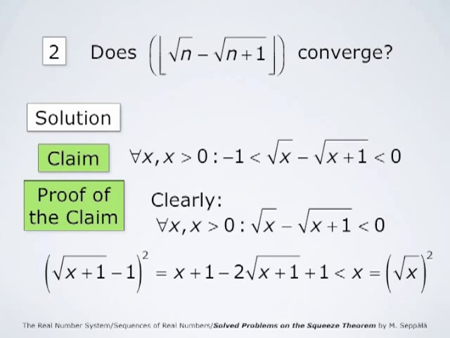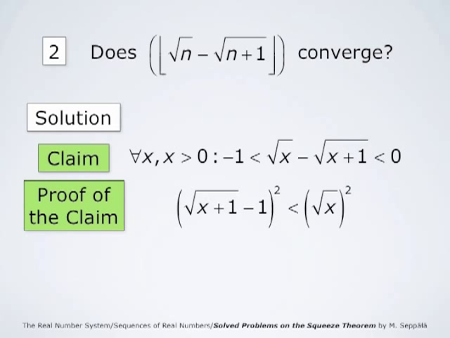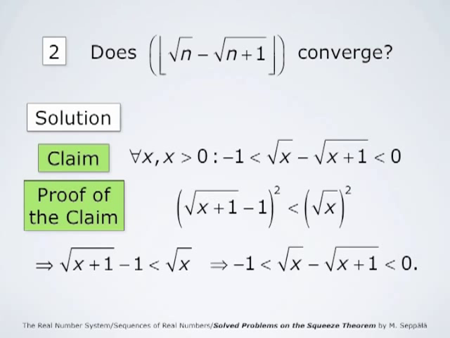Now remember, x is a positive number. So we have observed that square root of x plus 1 minus 1, and that quantity squared, is less than square root of x squared, which means that square root of x plus 1 minus 1 is less than x, and this means that negative 1 is less than square root of x minus square root of x plus 1, which on the other hand is less than 0 always. So we have now proved the claim, and we use this result to figure out whether this sequence converges or not, and if it does converge, then by this result we may also compute its limit.